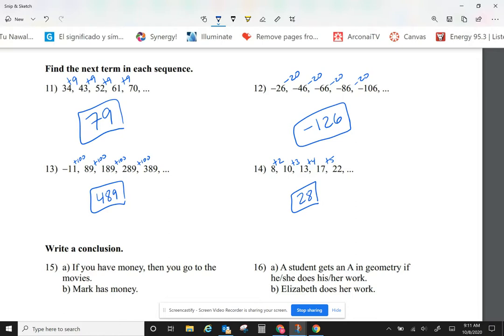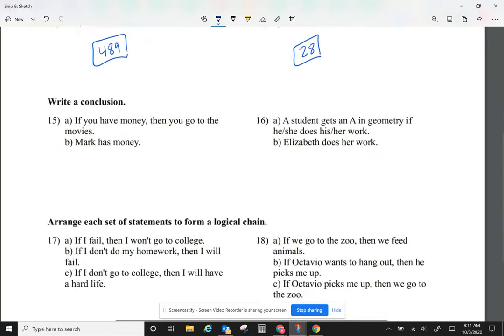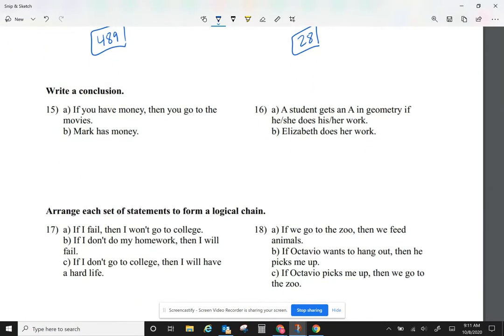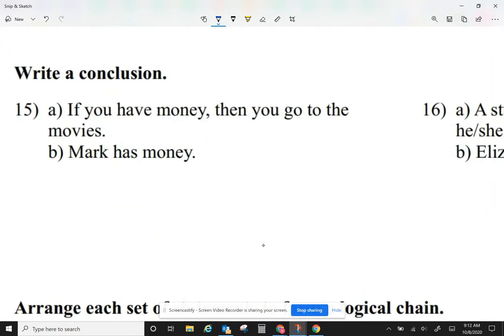Now for deductive, we're going to come up with a conclusion. Right? We're going to get a couple statements, and based on those statements, I'm going to come up with a conclusion. The first statement on number 15 says, if you have money, then you go to the movies. Statement B says, Mark has money. Do notice, though, that Mark has money and if you have money is very, very similar. So if you have money, in this case, Mark has money, then you go to the movies.